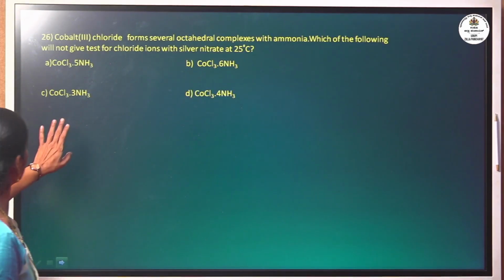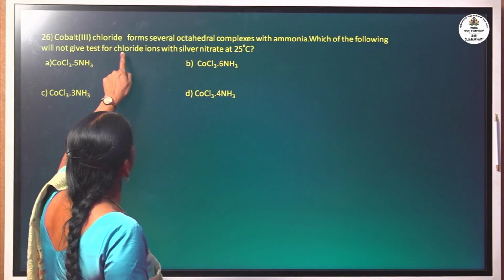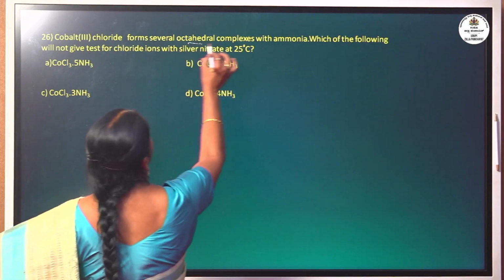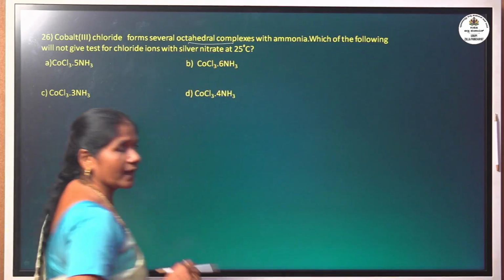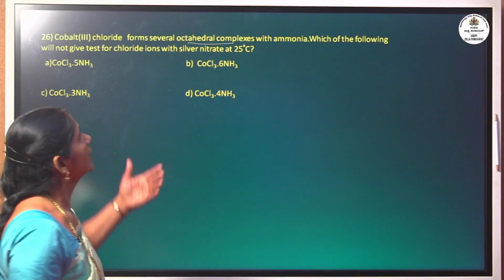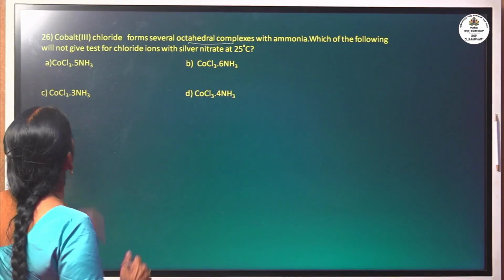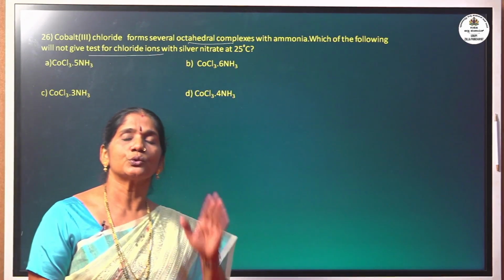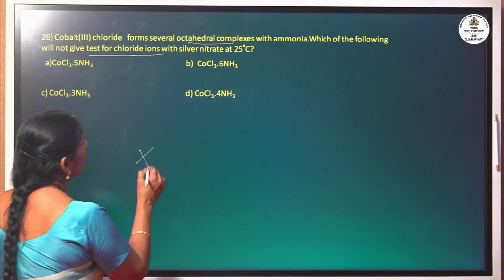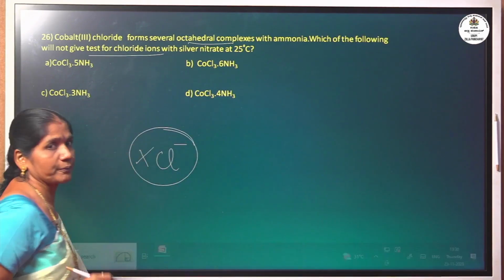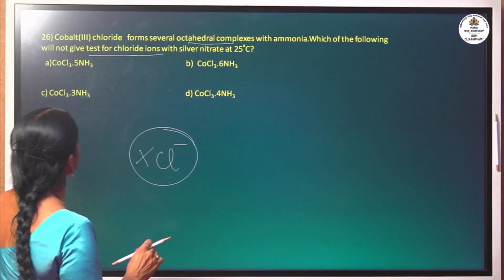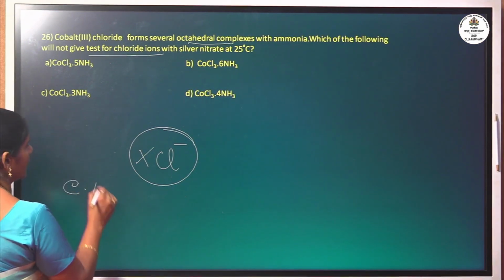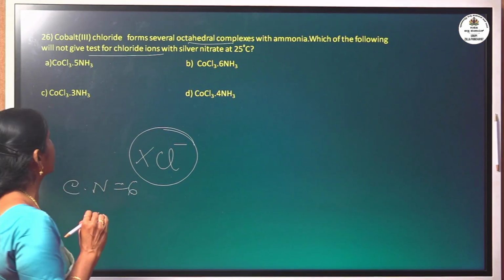Okay, the next question: cobalt(III) chloride forms several octahedral complexes with ammonia. Which of the following will not give the test for chloride ions? For this test to fail, you should not have Cl minus in the structure. There should be no Cl minus outside. An octahedral complex means coordination number is 6, so you should have 6 ligands in the structure.